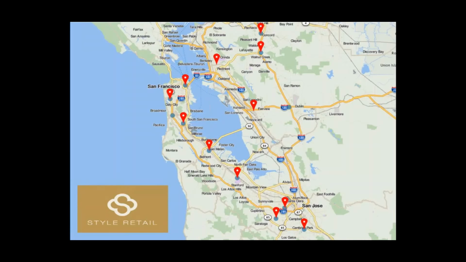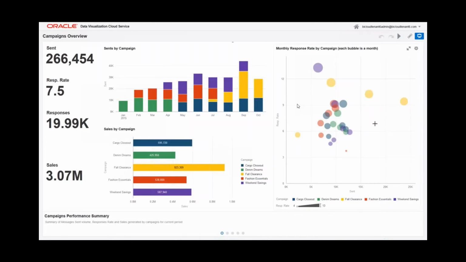And you'll see it starts out with a map of the San Francisco area where they have locations for this, and they're going to look at the opportunities that they have for this. So let's go ahead and go through this. We'll jump into something, Data Visualization Cloud Service, where a presentation has already been created.